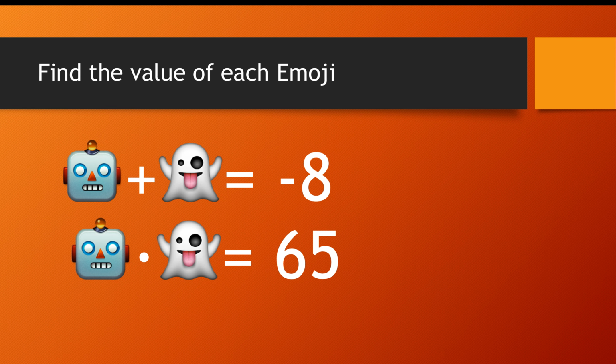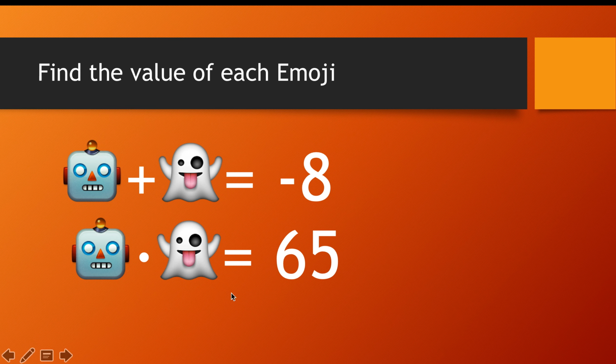All right, one more. This one's a little trickier because there's a negative. So we have robot plus ghost equals -8, and robot times ghost equals 65. Well, we know that one of these has to be negative because they add to a negative. And we know that the negative has to have an absolute value that's 8 greater than the positive for them to add to -8.